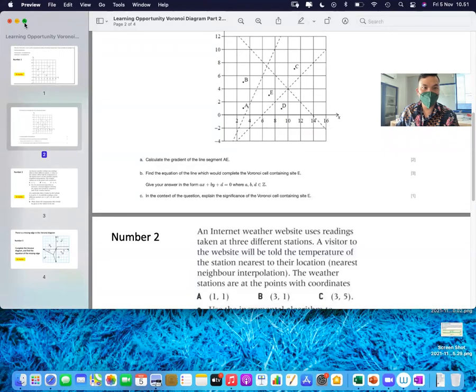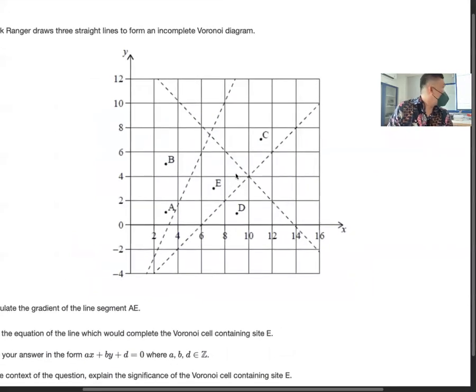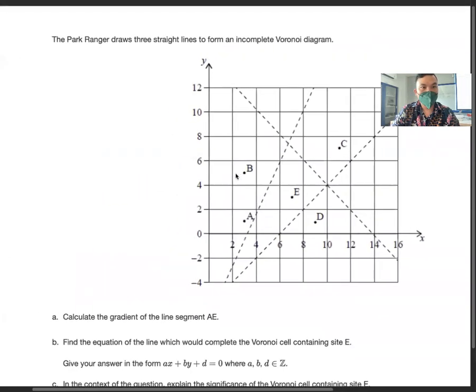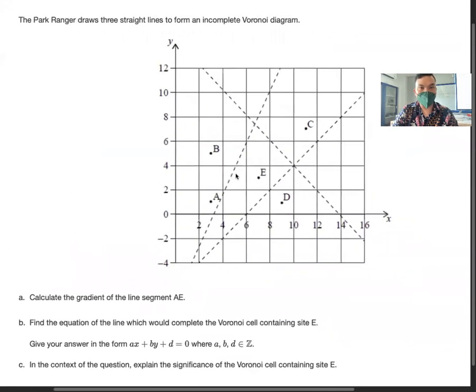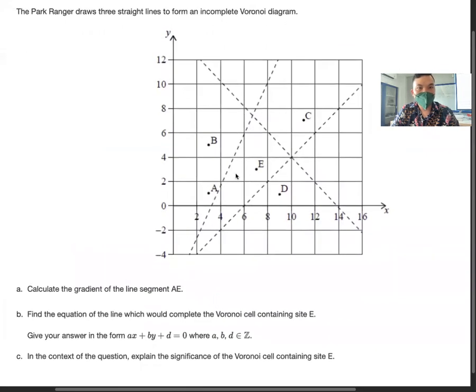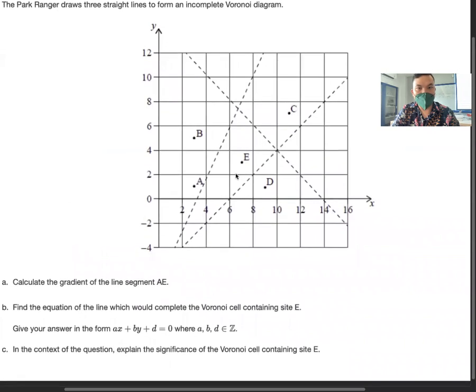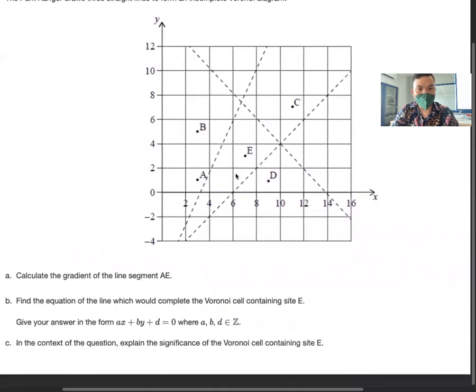Okay. Now, is this better when I zoom in? Okay. So this is number one. This is actually a typical past paper. The park ranger draws 3 straight lines to form an incomplete Voronoi diagram. Calculate the line segment AE. Okay, AE. Now, we need a little bit of approximation.